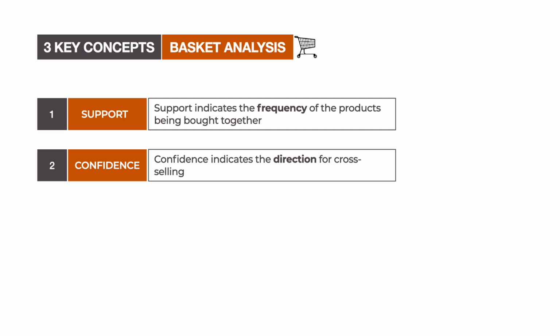Number two, the confidence indicates the direction of cross-selling. So in our case, we learned that berries have more pull for whipped cream. So that direction of cross-selling is determined using confidence values.